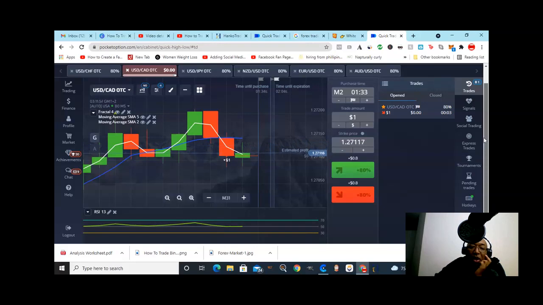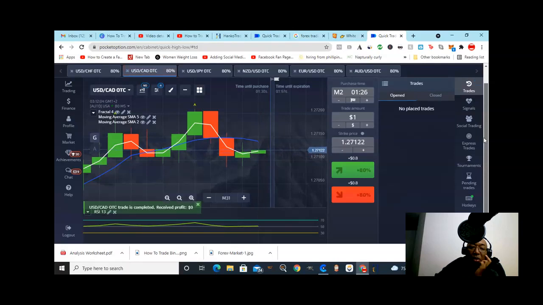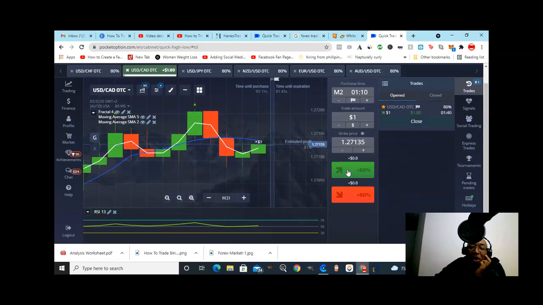All right. So it looks like we lost that trade, and it seems now it's forming another setup. It's going up, but you can't really tell if it's going up or going down. Let's put a buy and see if it goes up, because it's oscillating up and down, up and down. Let's see what it does.